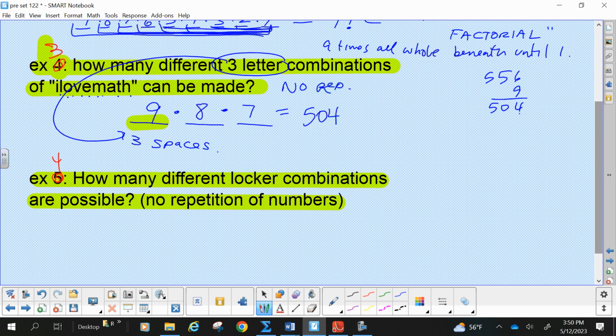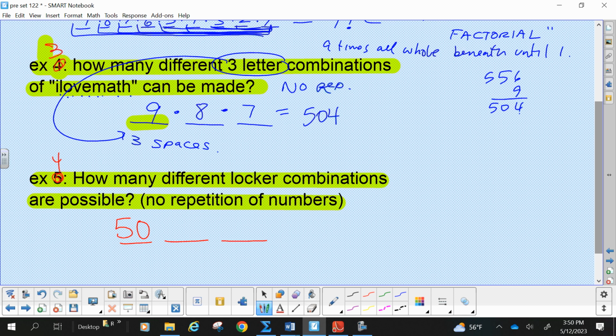Now, locker combinations have 3 numbers to them, yeah? So because of that, we're going to order 3 different things. On your locker, how many different numbers are there? Did you see that? It goes from 0 to 49. How many numbers are there from 0 to 49, including 0? Is it 49 or is it 50? It's 50. Okay, so you have 50 choices for your first number.